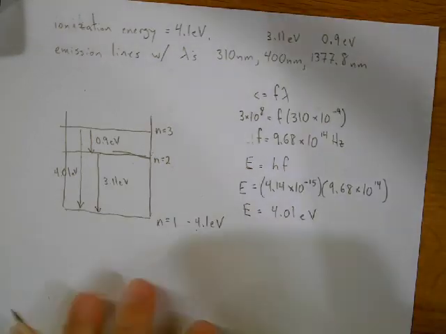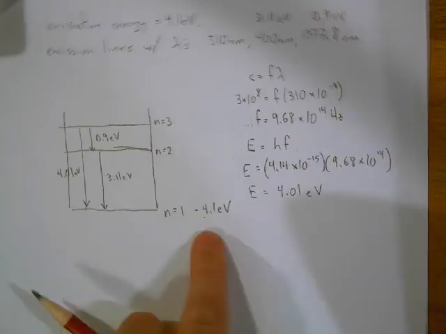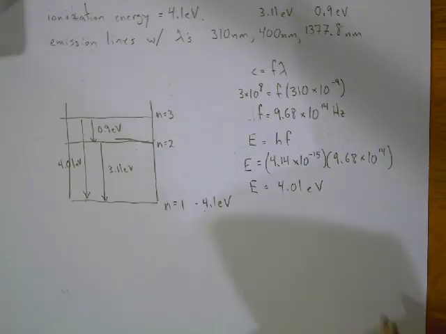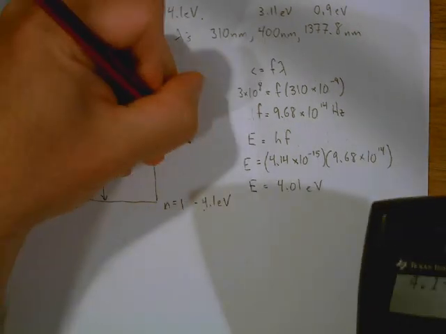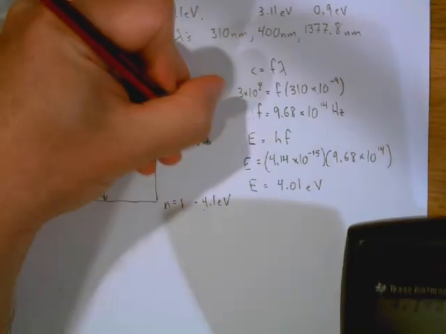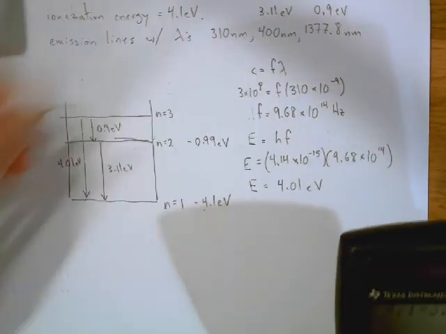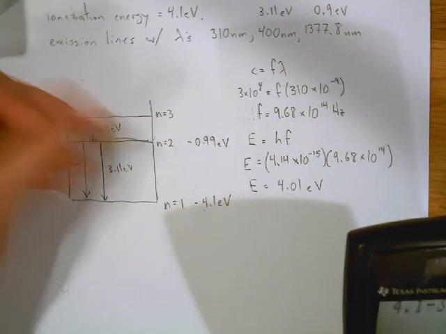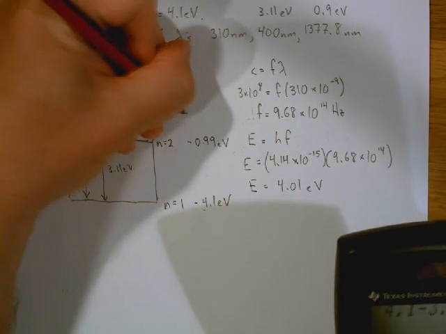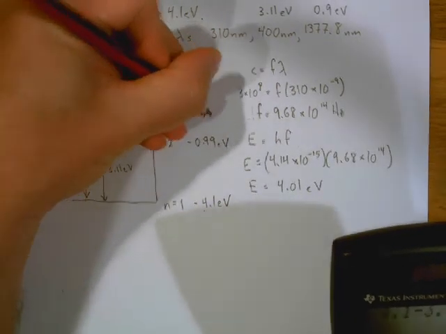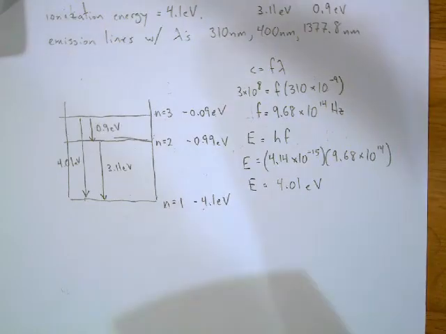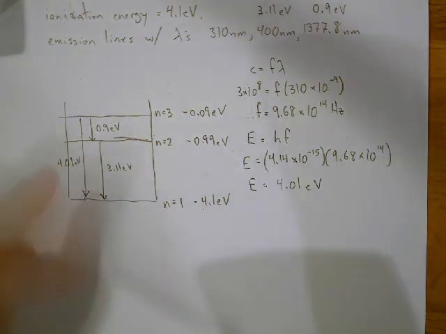So if I take 4.1 minus 3.11, you get 0.99, so this is going to be negative 0.99 eV. And then if the difference is going to be this, that means this has to be negative 0.09 eV. And then I have just constructed my diagram.